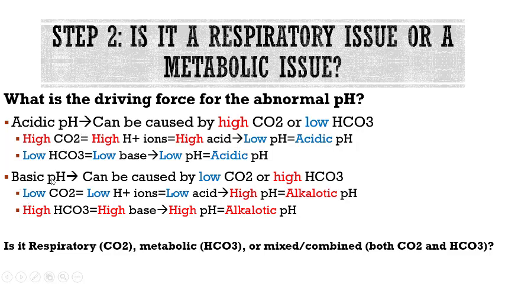If you have a basic pH or an alkalotic pH, that can either be caused by a low CO2 or a low acid, or it can be caused by a high bicarb or high base. So low CO2 equals low H+ ions equals low acid. This is going to create a high pH or an alkalotic pH. The other scenario could be that you have high bicarb or a high base, which will make a high pH or an alkalotic pH. You can also have a situation where your respiratory and metabolic are working together, essentially, to make a mixed or combined. So basically, it could be a situation where both are the problem, and we'll talk about that as we move through this because I think it's kind of hard to understand right now.